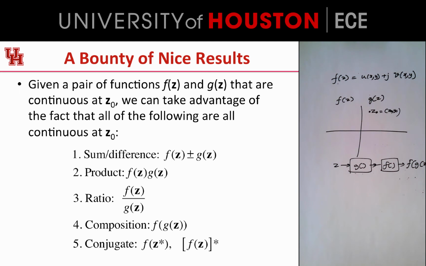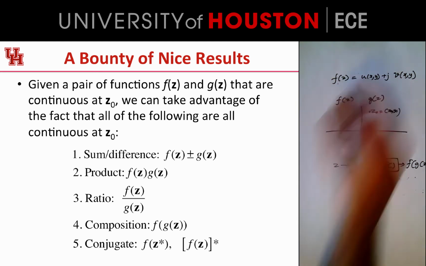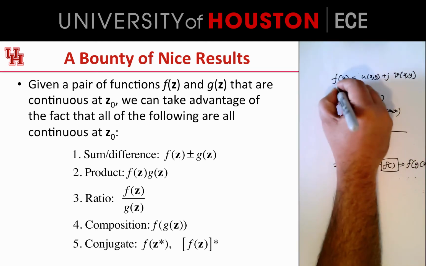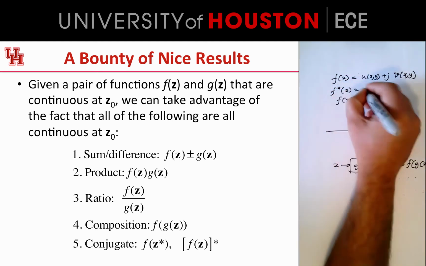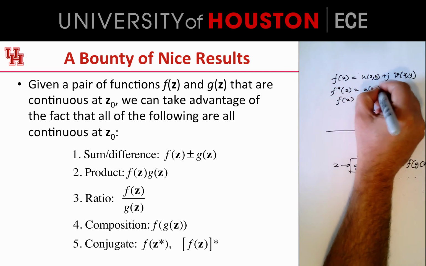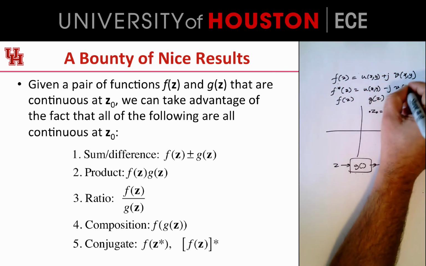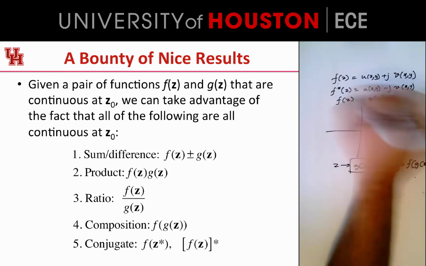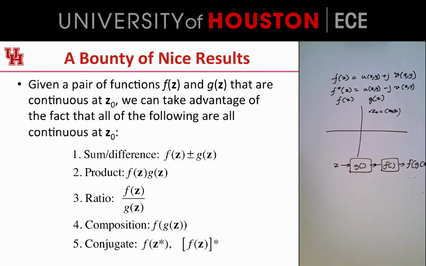And this also applies for the complex conjugates. Again, the intuition is quite simple. If you have, say, f star of z, then it will be u of xy minus j v of xy. If this is smooth, then this will also be smooth. There won't be any surprises. That's all it is. There won't be any sudden jumps over there.